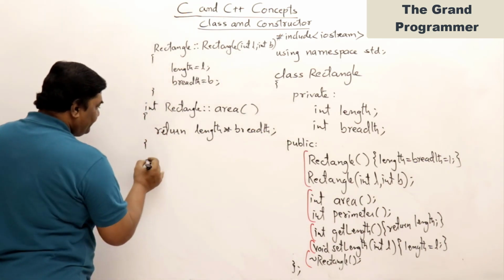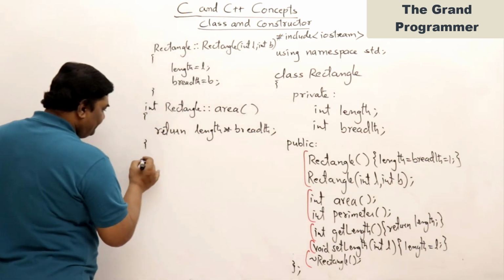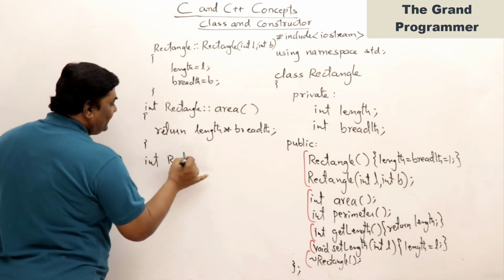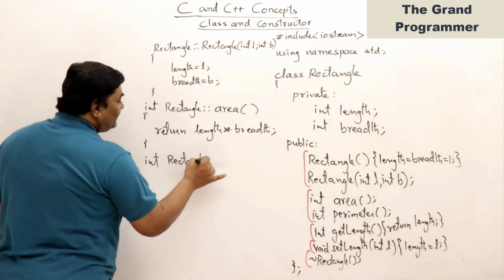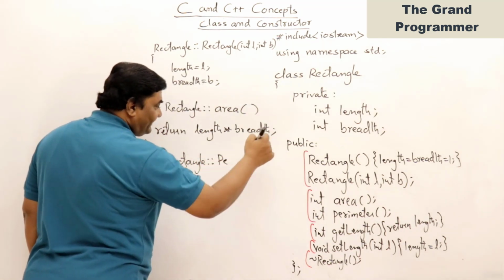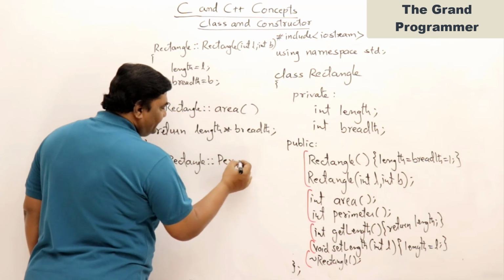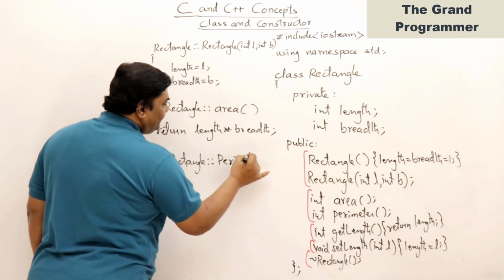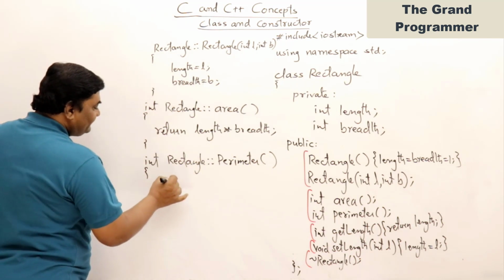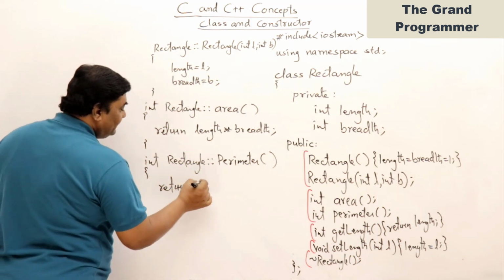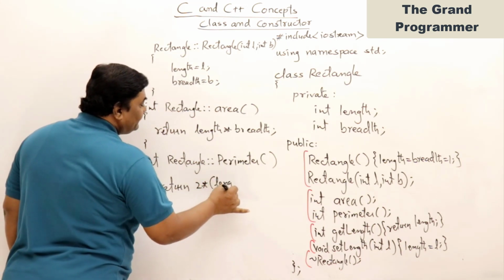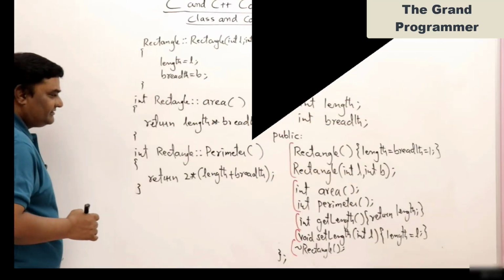Now the next function is the perimeter function. So I will implement it outside. Int Rectangle is a class name, so I have to use the scope resolution operator because this function is not an independent function. This is a part of the Rectangle class. The function name is perimeter. It doesn't take any argument, and it's also a simple formula and a single-line function. So just say return 2 into length plus breadth. So that's the end of the function.